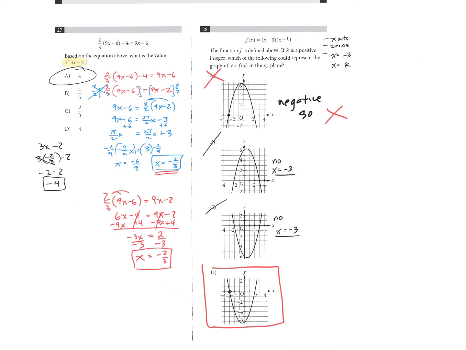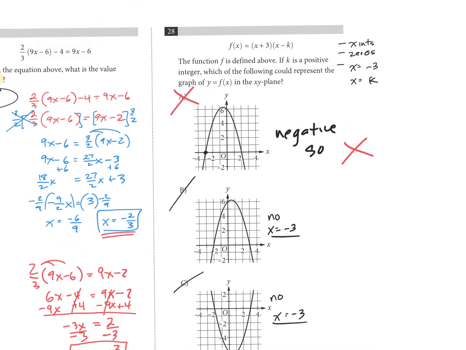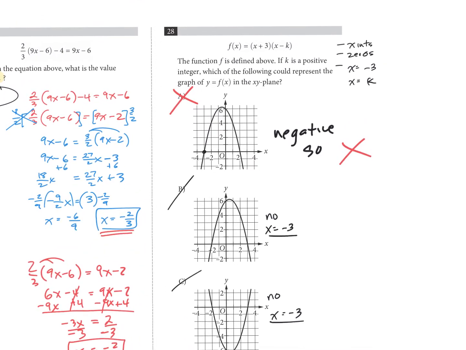Keep working hard. Number 28, the function is defined as above. If k is a positive integer, which of the following could represent the graph? Based off of this equation, I know that there are zeros, x-intercepts, at -3 and k, right? So I'm looking for a graph here. This one's got an x-intercept at -3, and maybe. I kind of held on to that one for a second. For B, it doesn't even have an x-intercept at -3. This one doesn't either. So I immediately crossed off B and C.